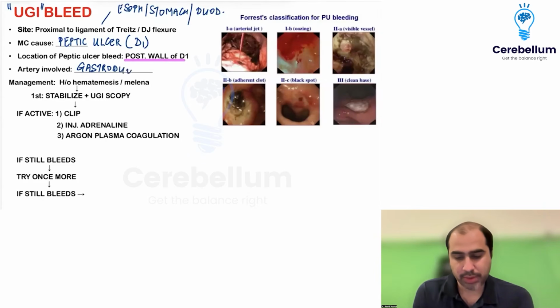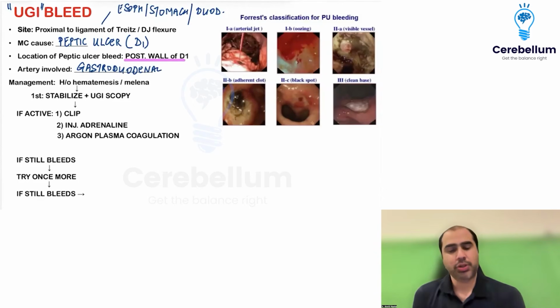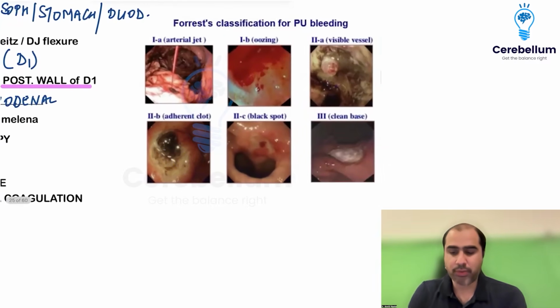Now, when the person gets an upper GI bleed, what are you going to do? First, you will stabilize him. He will come with these symptoms, hematemesis, melena, I told you earlier. So first, you will stabilize him and take him for endoscopy. ABC, endoscopy. Now, what you see on endoscopy is given by the name Forrest grading.